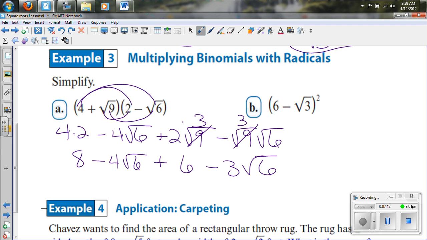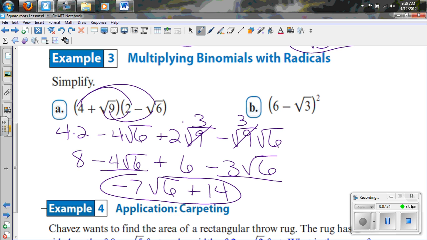And then we check and see if we can do any adding like terms. Sure we can, because negative 4 square root 6 and negative 3 square root 6 is negative 7 square root 6. And 6 plus 8 is 14. So we finally got this down, and it's down to 2 terms when we're done.